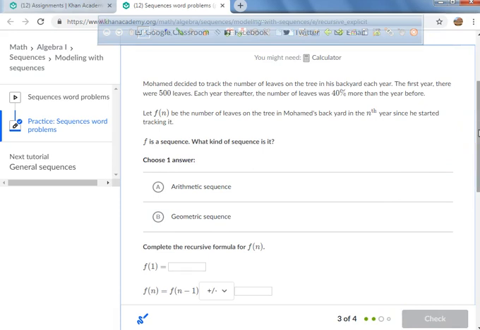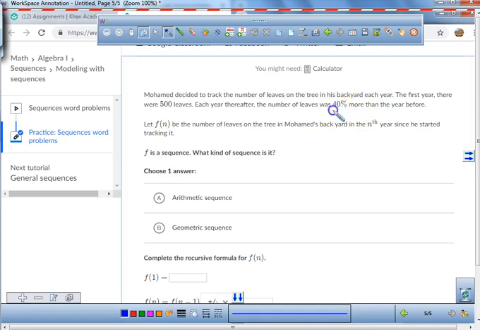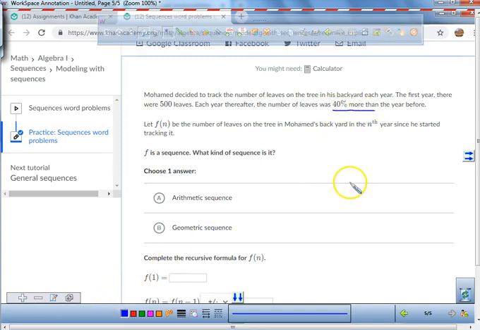Got 2 more problems to do, and that's it. So it says Muhammad decided to track the number of leaves on the tree in his backyard each year. The first year there were 500 leaves. Each year thereafter, the number of leaves was 40%. The keyword 40%. More than the year before. All right. So right now we're increasing it by 40% every single year.